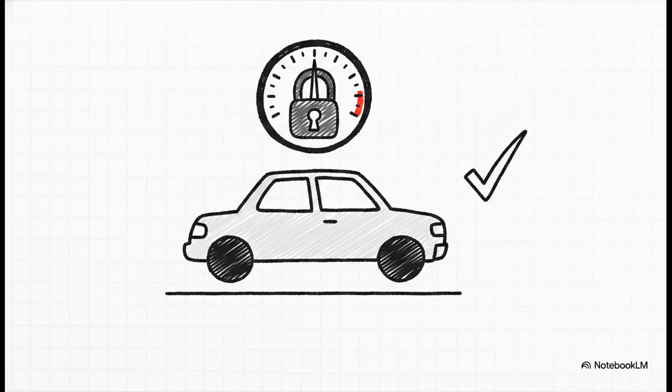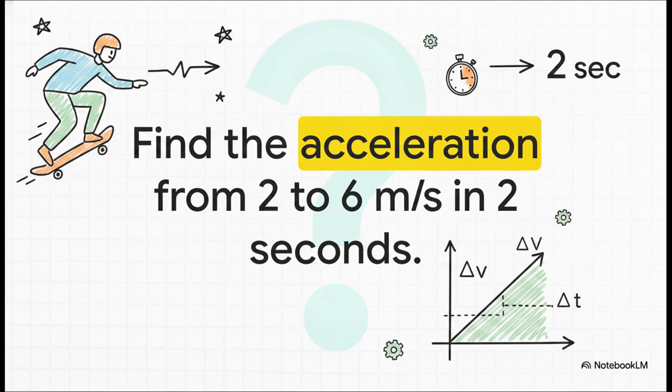Remember our definitions. The car is moving at a steady speed in a straight line. The velocity is not changing. And if there is no change in velocity, there is absolutely 0 acceleration, no matter how ridiculously fast that car happens to be moving. Let's try one more quick math challenge based directly on the steps we just covered. A skateboarder goes from an initial velocity of 2 meters per second to a final velocity of 6 meters per second. This change happens over exactly 2 seconds. What is their acceleration? Pause for a second and try the mental math.